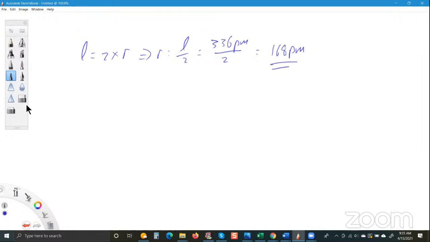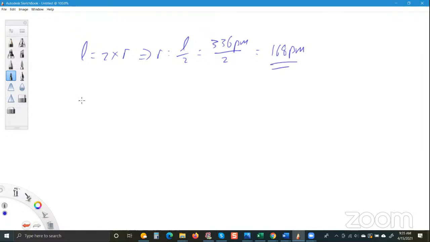So since the length of one edge of the cube will be equal to 2 times the radius of one atom, then that means, of course, that the radius will be equal to L over 2. And the length, as we said before, is equal to 336 picometers divided by 2. So according to my calculation, this is equal to 168 picometers, all right? So that would be the radius of the atom.